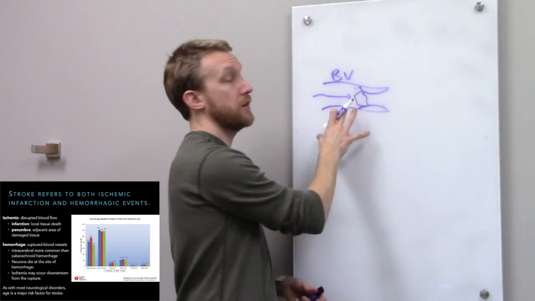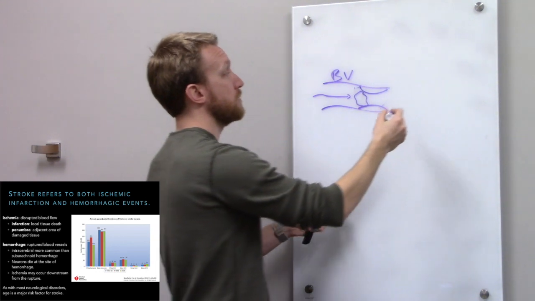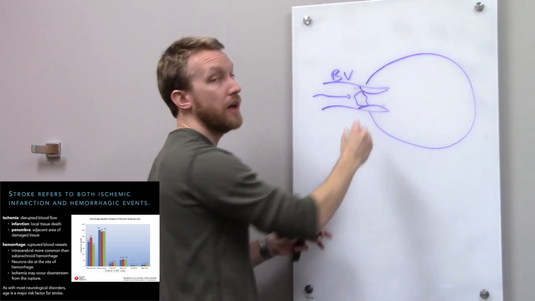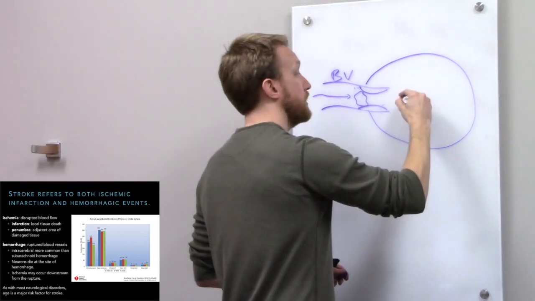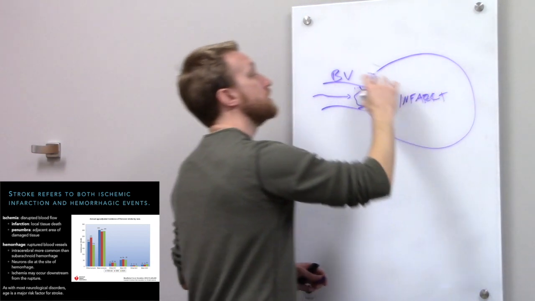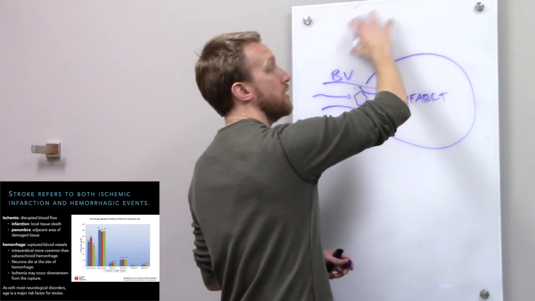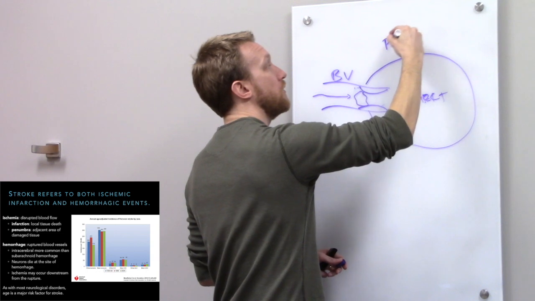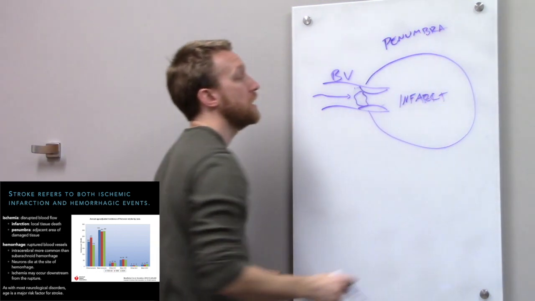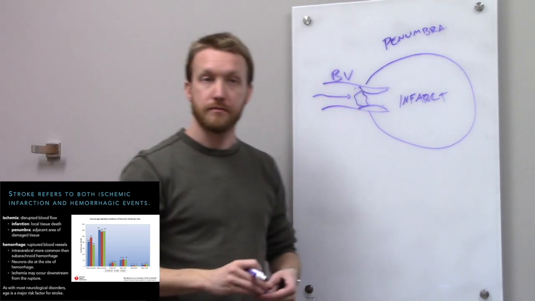Either way, when there's impaired blood flow in that area where we're no longer receiving adequate blood supply, we're going to see an area of marked cell death. That's going to be our infarct. And then surrounding that, there's going to be an area called the penumbra, where we have some degree of cell death, depending on how long blood flow has been disrupted.